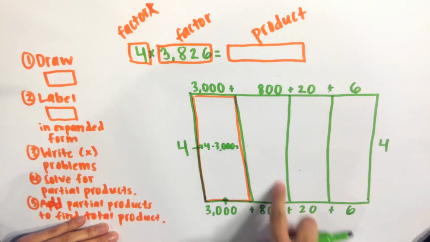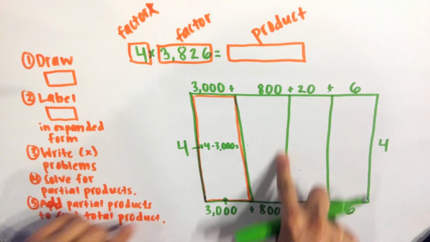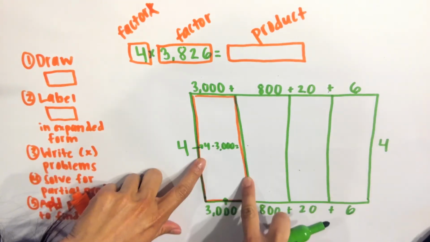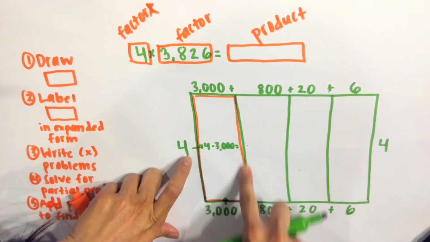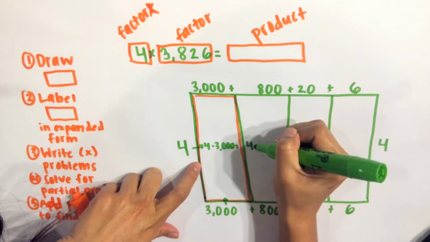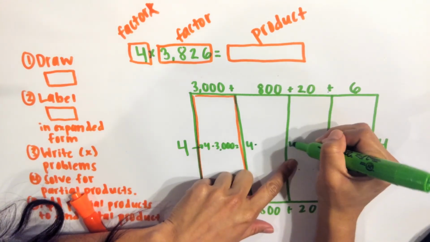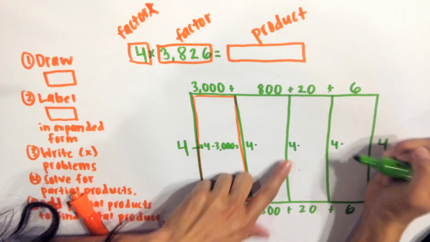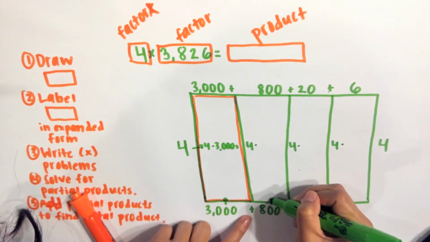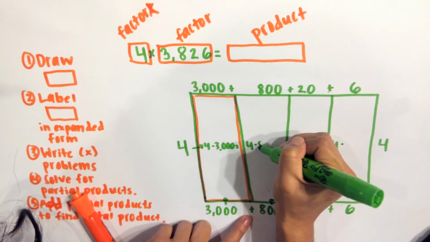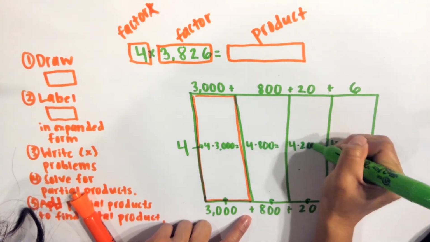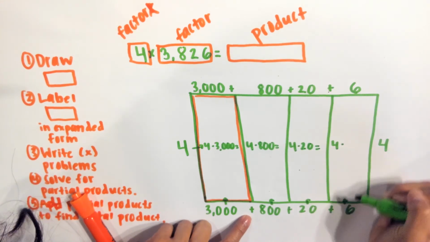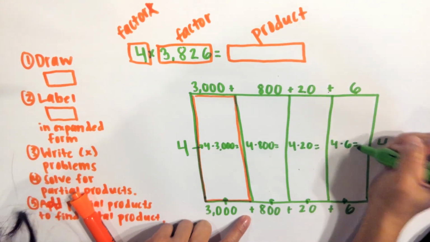For this rectangle here, you can see that it's sharing the same side as this rectangle. So if this is 4, this is 4, this will be 4, so will this side and this side. Now I just need to get the number from the other side. 4 times 800, 4 times 20, and 4 times 6.